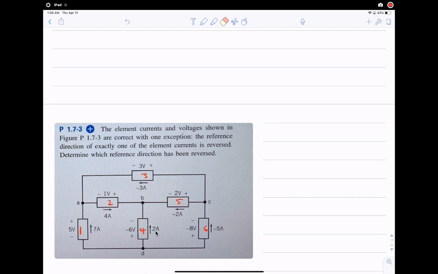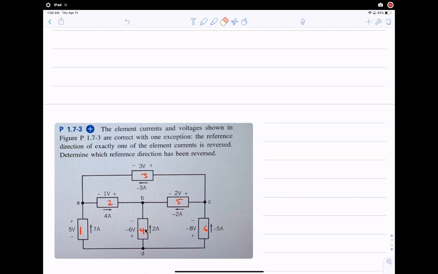Let's see. The question says the element currents and voltages shown in the figure are correct with one exception. So this exception, there's one element here which is reversed. I need to find it and to correct it.